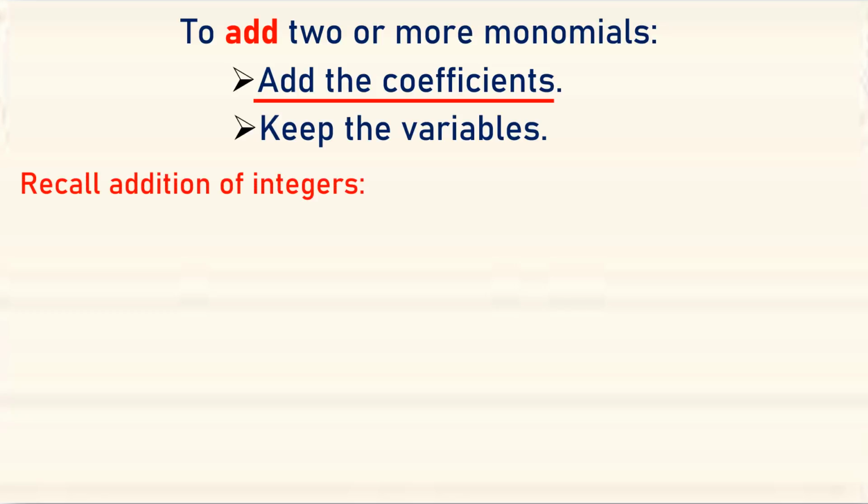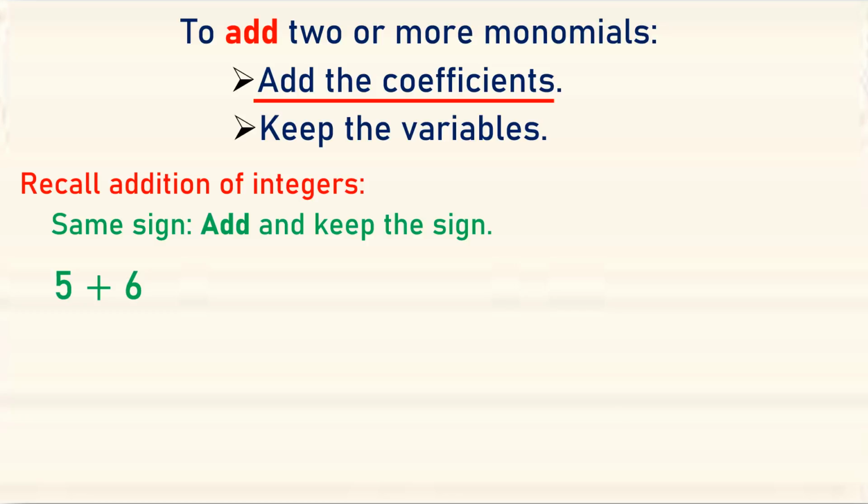So to add coefficients, let us recall addition of integers. So we have two rules. First is same sign, add and keep the sign. So if we have two positive integers, 5 plus 6, we are going to add, which is equal to 11, and they are both positive. So the answer is positive 11.